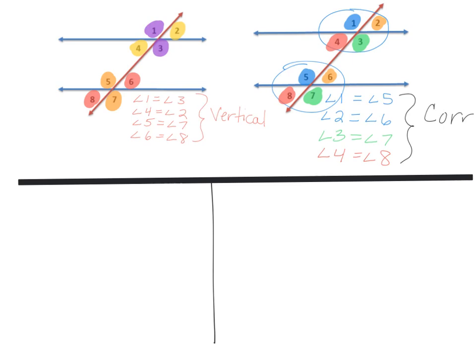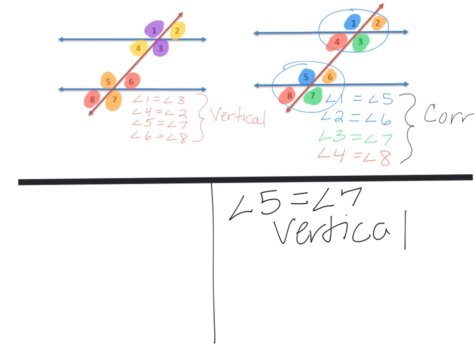Okay, so let's talk about some other angles that could be equal. So when I look at this vertical side, I'm going to maybe start down here in this angle cluster. So I'm going to just say, let's take a look at the fact that 5 and 7 are equal. So angle 5 equals angle 7. We know that because they're vertical.